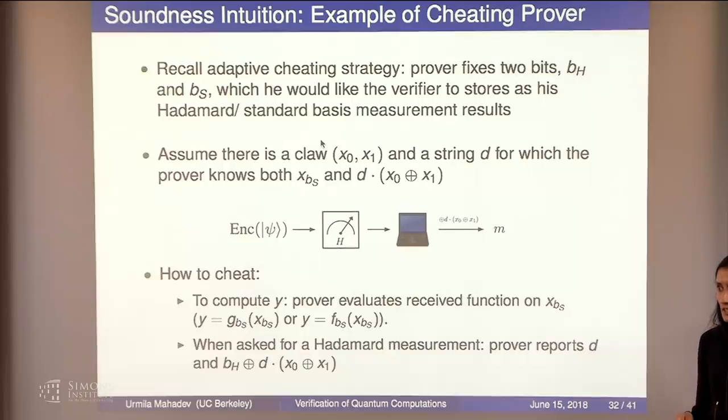Okay, if there are questions, I can stay on it, otherwise I can move on. All this example is showing is that blindness is not enough for verifiability and that the hardcore bits really are crucial to make this protocol work.